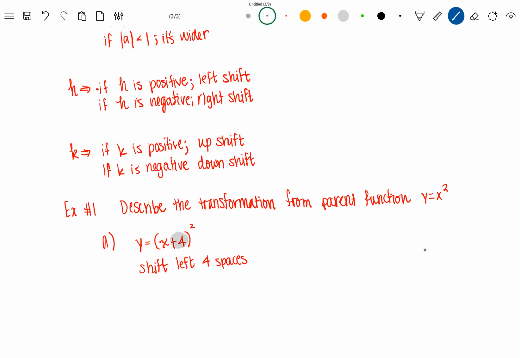And let me show you. If I graphed them both on the same coordinate plane, the parent function looks like this. Its vertex is at the origin. 1a would be shifted 4 spaces to the left. So that's the difference between the parent function, which is in green, and 1a, which is in blue.